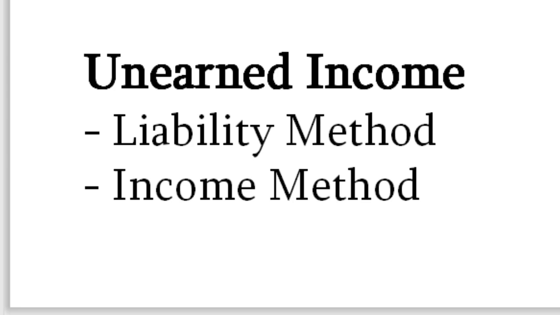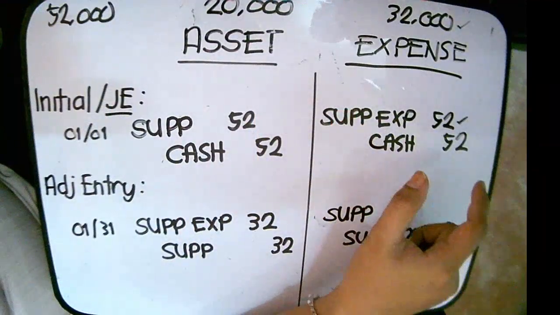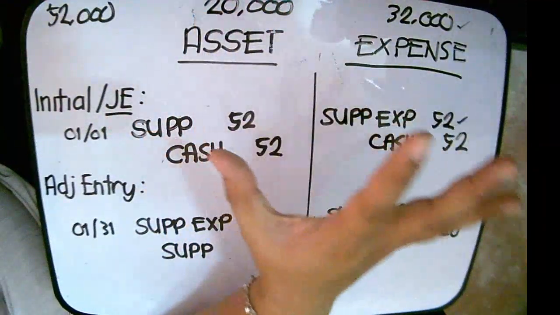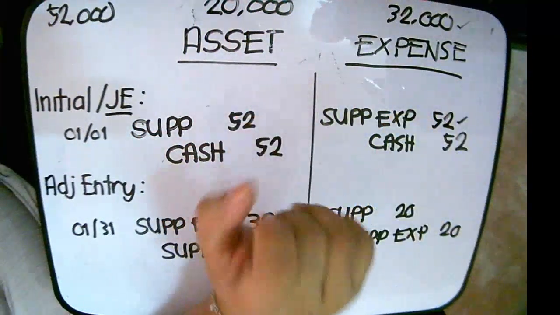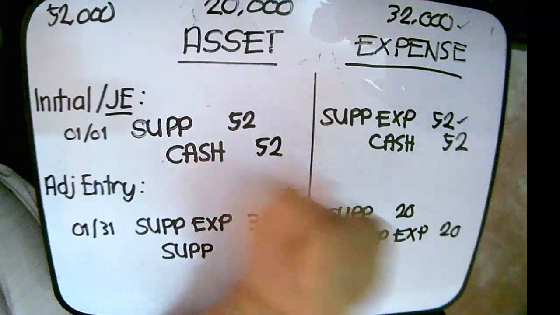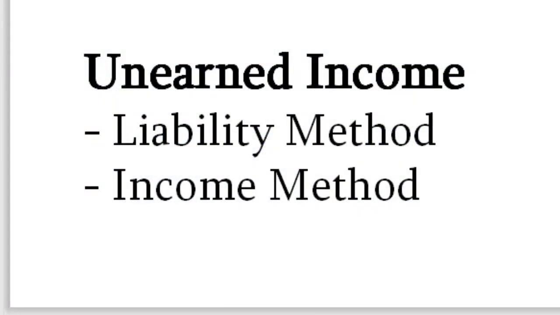Balik nga pala tayo. Kahit anong gamitin nyo dito, asset or expense method, makukuha nyo yung tamang sagot. The same answer. The same amount. So, dapat intindihin nyo siya ng mabuti. So, ito tayo sa example ng ating unearned income.